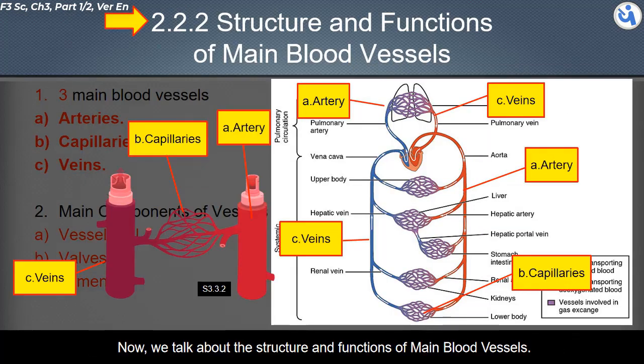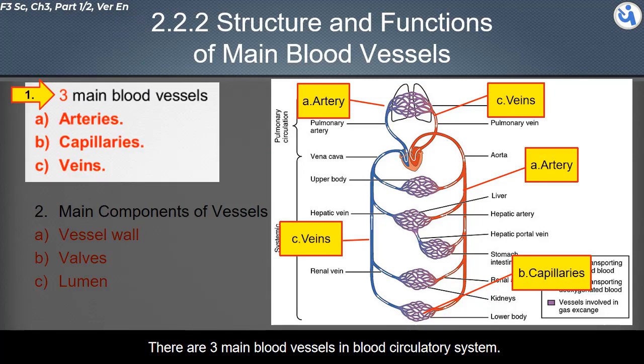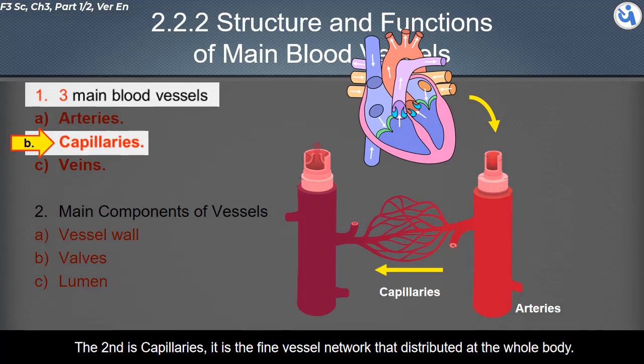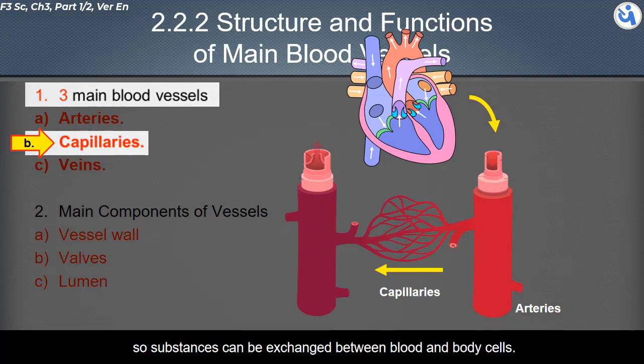Now, we talk about the structure and functions of the main blood vessels. There are three main blood vessels in the blood circulatory system. The first is arteries, which transfer blood away from the heart. The second is capillaries, the fine vessel network distributed throughout the whole body, so substances can be exchanged between blood and body cells.